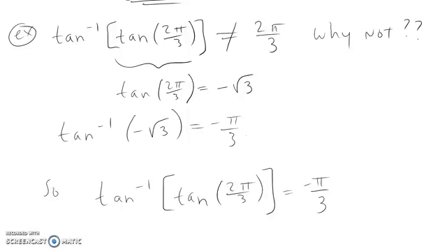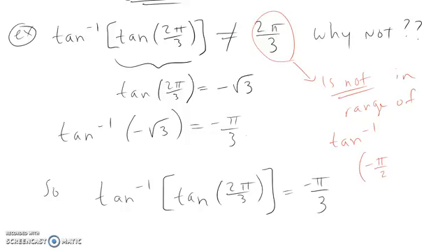So why does it not equal that? Well, this number, 2 pi over 3, is not in the range of inverse tangent. What's the range of inverse tangent? Negative pi over 2 to pi over 2. Yeah, 2 pi over 3 is bigger than pi over 2.